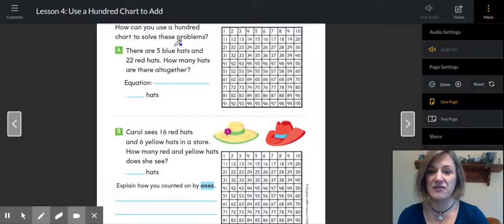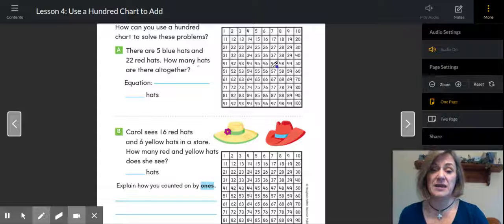There are 5 blue hats and 22 red hats. How many hats are there altogether? Okay, so we're starting right in. There are 5 blue hats and 22 red hats. We want to know how many hats there are altogether. So first of all, let's think about, would we add those 2 numbers together or would we take them apart? So I'm picturing in my mind, that's what we talk about in math. I'm picturing someone with 5 blue hats, and then they have a stack of 22 red hats. How many hats are there all together? So I'm seeing that we want to put them all together, right? We want a total, so we're going to add them together.